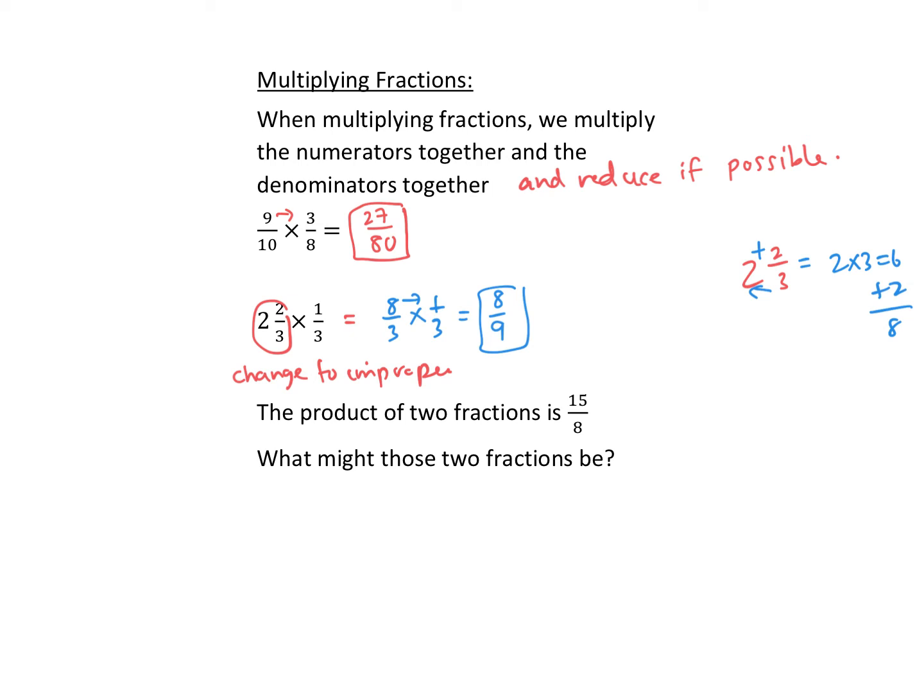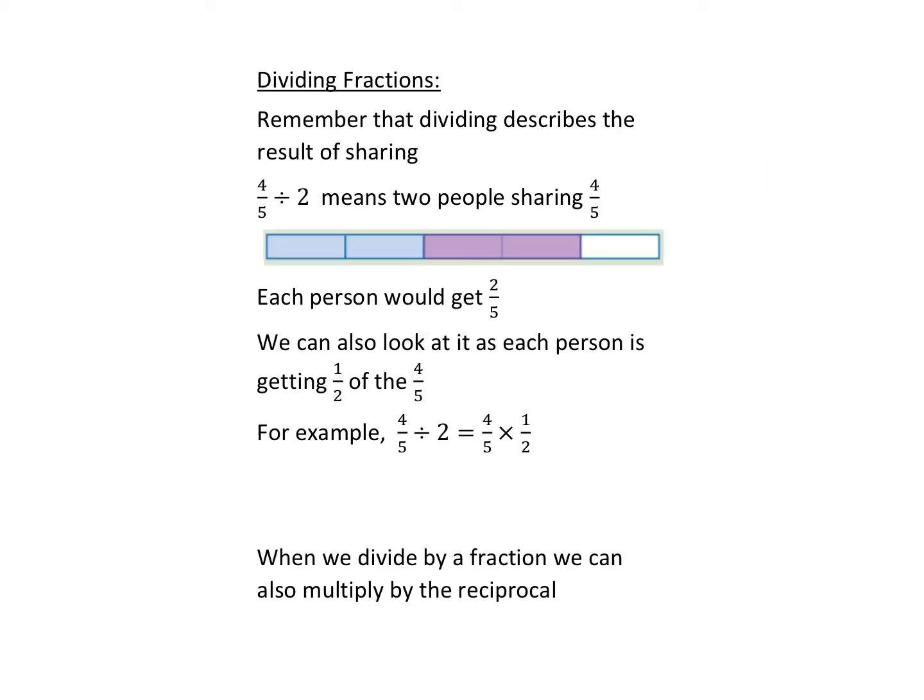Okay, in this question it says the product of two fractions is 15 over 8. What might those two fractions be? We could pick lots of numbers. In the bottom, I just need two numbers that multiply to get 8. And in the top, I just need two numbers that multiply to get 15. So lots of options there.